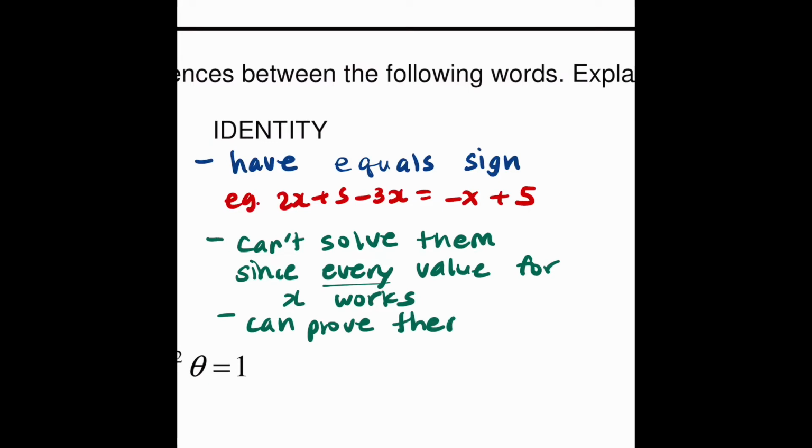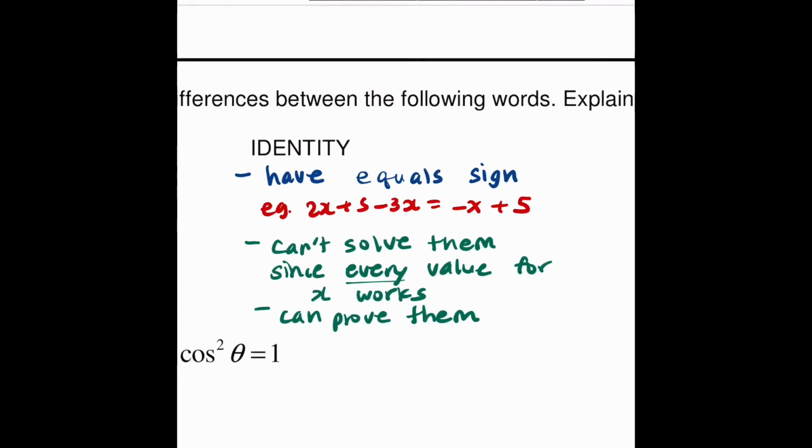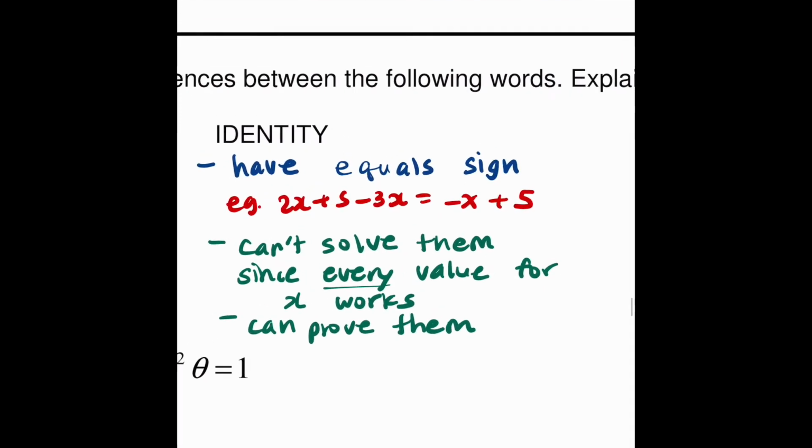So what I mean is, if you look at the left side of the equation and simplify that, it equals negative x plus 5. So if the left side equals the right side, they're the same thing, really. And so you can't solve for it because it's saying one side equals the other side, and all you can say is that therefore the left side and right side are equal, and therefore this statement must be true.